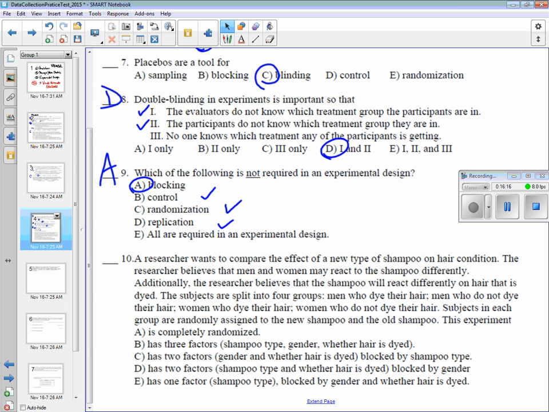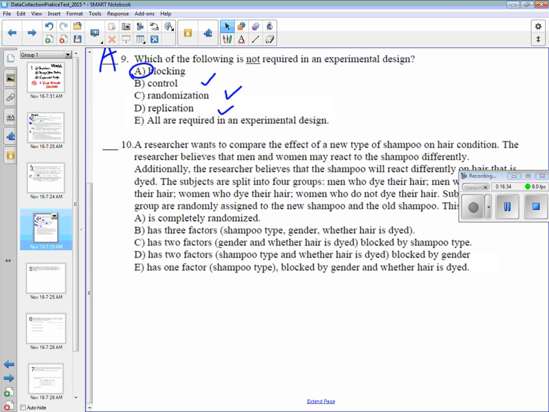Okay. The subjects are split into 4 groups: men who dye their hair, men who do not dye their hair, women who dye their hair, and women who do not dye their hair. Subjects in each group are randomly assigned to the new shampoo and the old shampoo. So what kind of experiment is this? First of all, is it completely randomized? No, because we blocked by a couple of different things, haven't we? Okay, so we know it's not A. Completely randomized means we don't care about gender, we don't care about whether they've dyed their hair or not. So it definitely is not that.